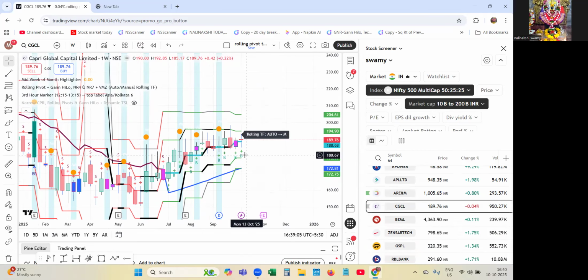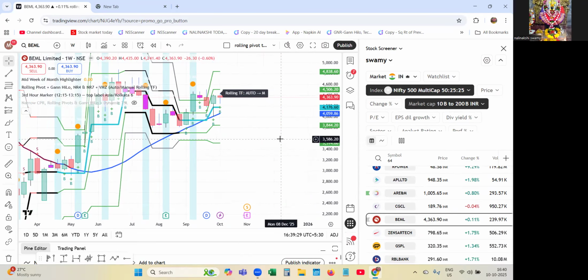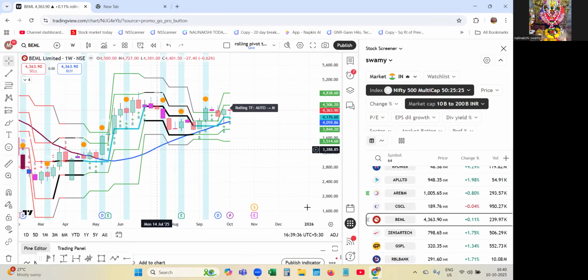You can see Capri Global Capital Limited. Of course, it is undergoing consolidation. It is above the pivot. You can consider this. And BEML is also above the weekly pivot and you can consider this. And there is a stock split 2 by 1 on 3rd November. It is going to split on 3rd November. You know that there is an event for that. You should remember that.